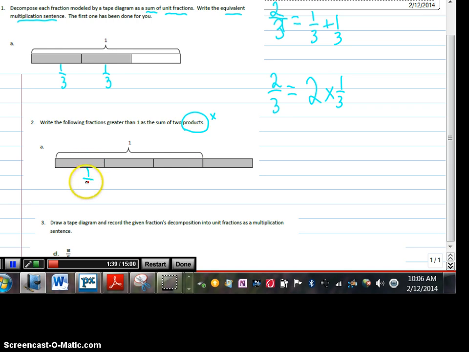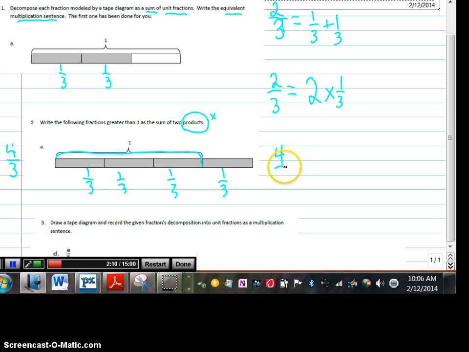So the first thing I'm going to do is label my pieces. I know one whole is cut into units of 3, and there are 4 shaded. So 4/3 is how much is shaded of this tape diagram. So 1/3, 1/3, 1/3, 1/3. Because it's greater than 1, I'm supposed to make 2 products. So I'm going to start with how many thirds are in one whole.